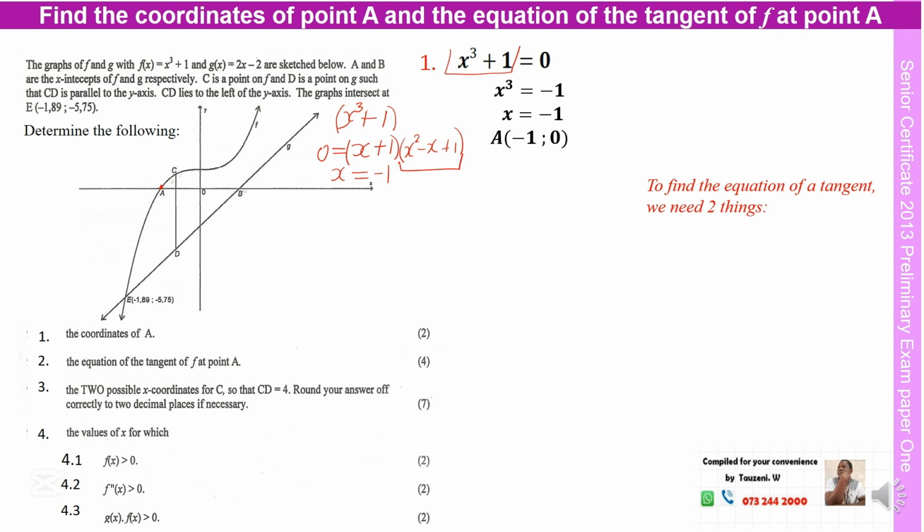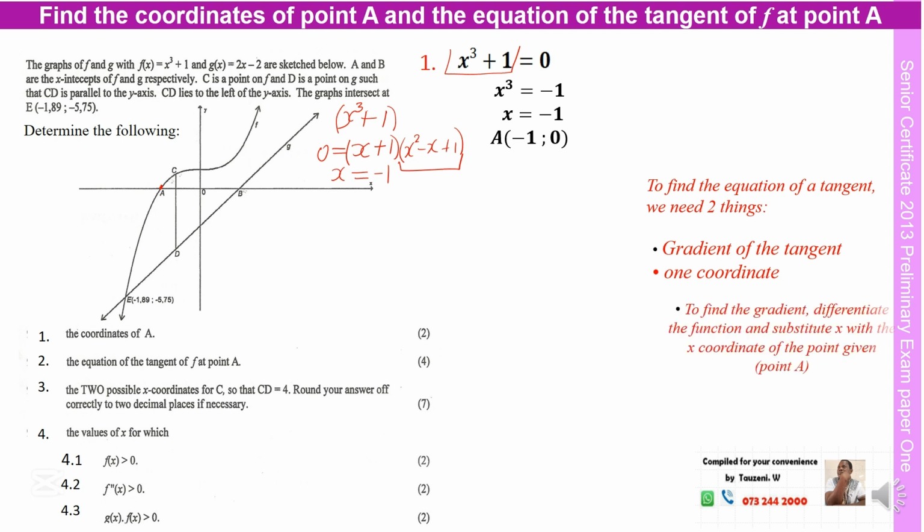Then question number 2, we want to determine the equation of the tangent to the graph at point A. For you to be able to do this, you need two pieces of information. You need the gradient of the tangent, and apart from the gradient of the tangent, you need one point. You need the coordinates of a point where the line is touching the curve. Now let's do the first calculation.